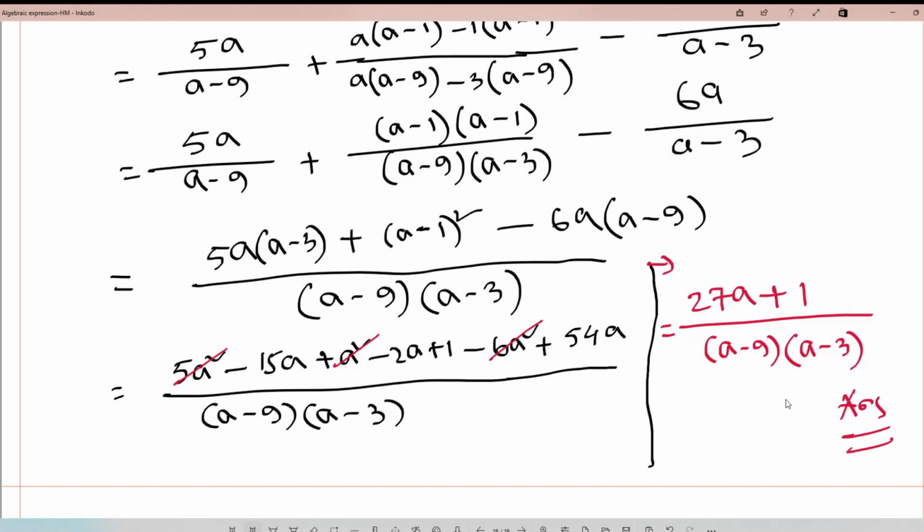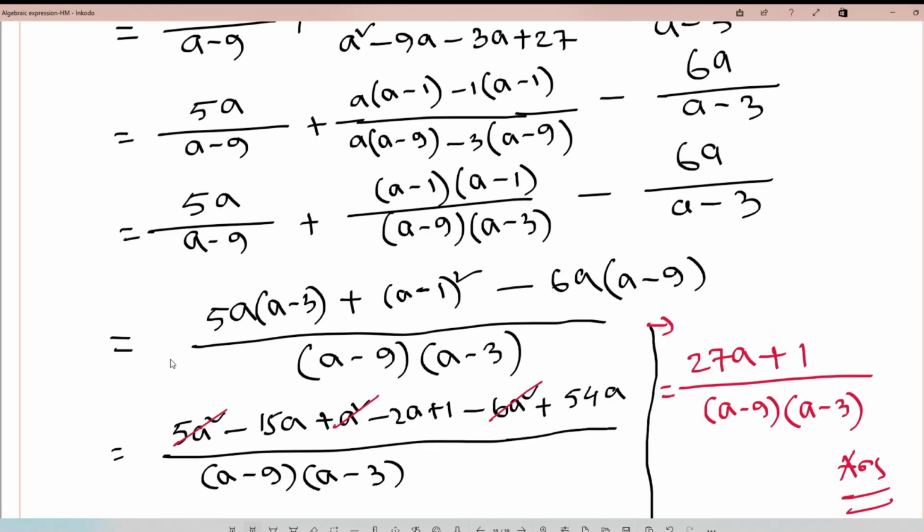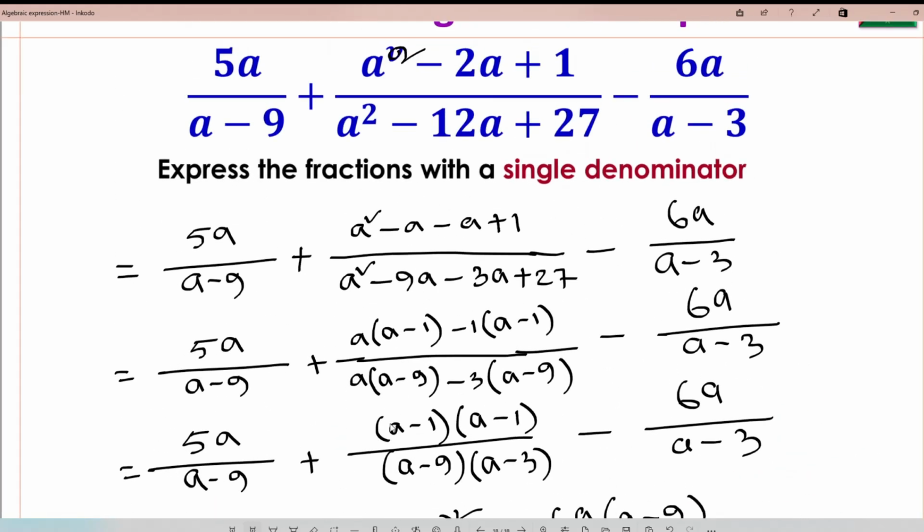Look, it will become a single denominator fraction. Hope you understand this one. This math is not complex but looks big, so we have to concentrate very positively, because sometimes only a plus or minus sign will change the result.